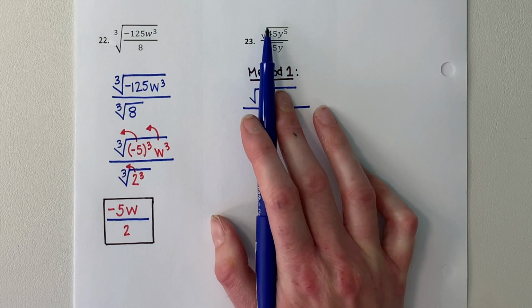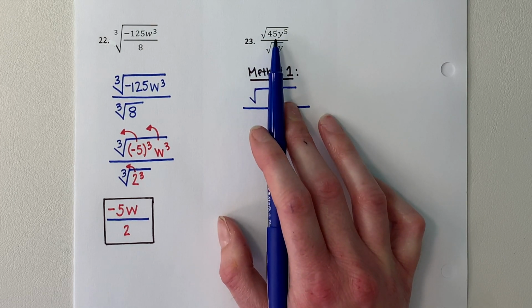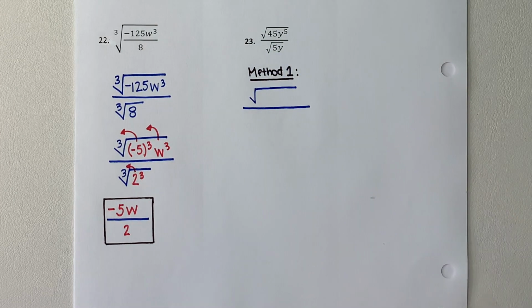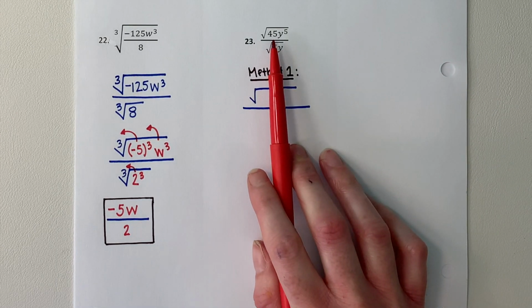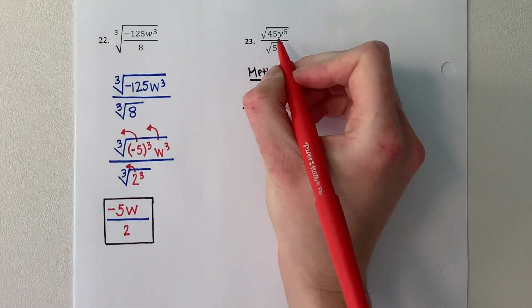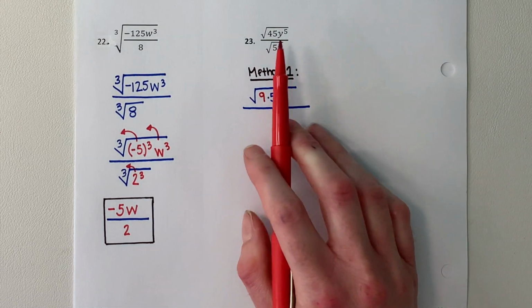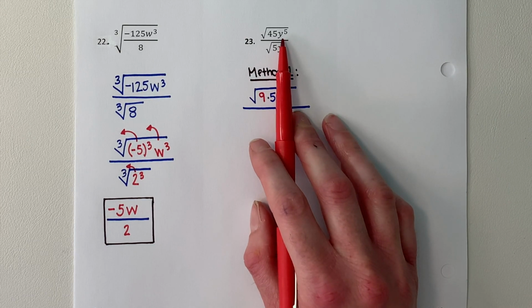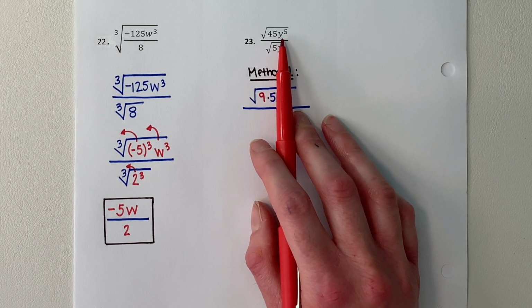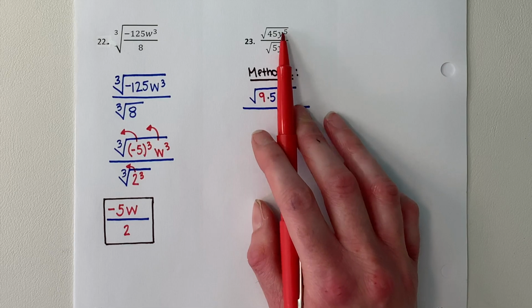And since this is a square root, we want to ask ourselves, is 45 a perfect square? It is not. The largest perfect square that multiplies evenly into 45 is 9. So let's rewrite 45 as 9 times 5. Next, let's look at our variable. Is y to the fifth a perfect square? It is not, since 5 is not a multiple of 2.